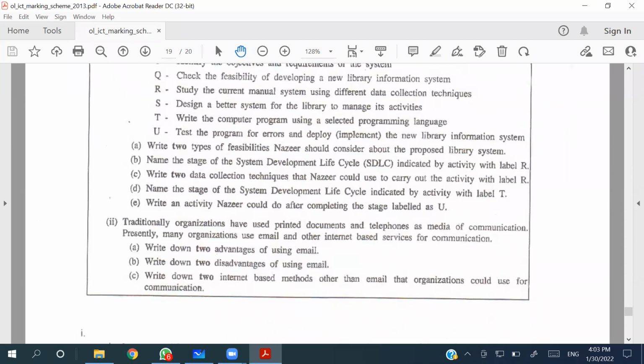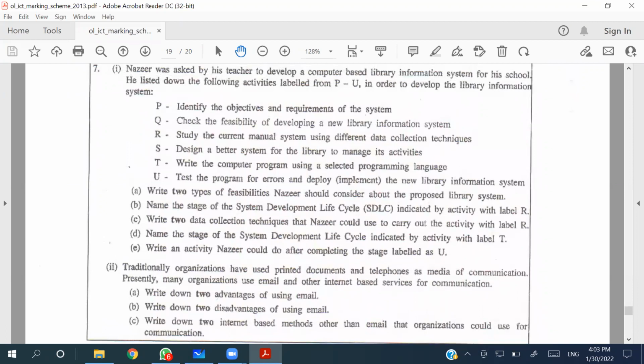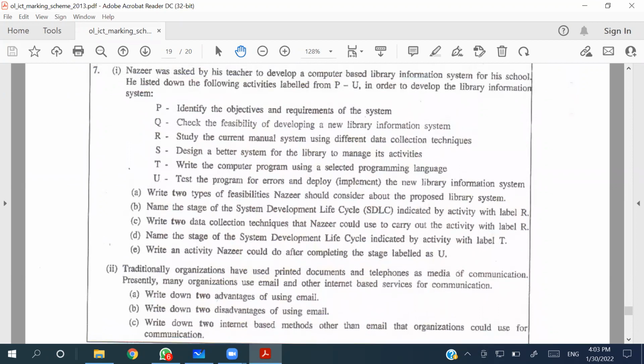And the D is talking about name the stage of the system development life cycle indicated by activity with label T. Write the computer program using a selected programming language. So it is the time that the system is being developed. And E, it is asking write an activity Nasir could do after completing the stage labeled as U. Test the program for errors and deploy the new library information system. So if the system is tested and then it is being deployed, the last one that we have to take care of is the maintenance. So the system maintenance should be done.